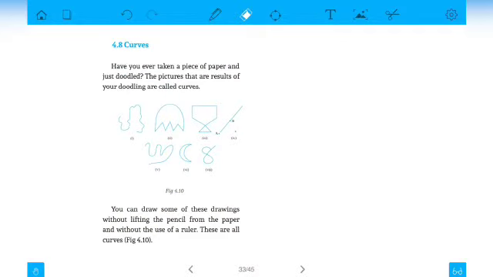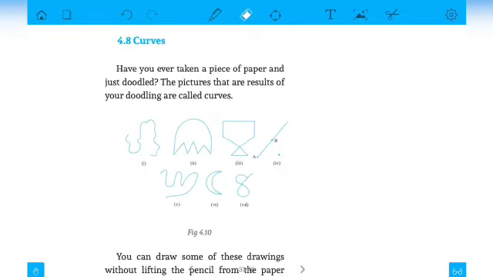So, today's topic is curves. What are curves? Dear students, you have already studied this portion in the live lecture and we will revise it again. So, let's get started.